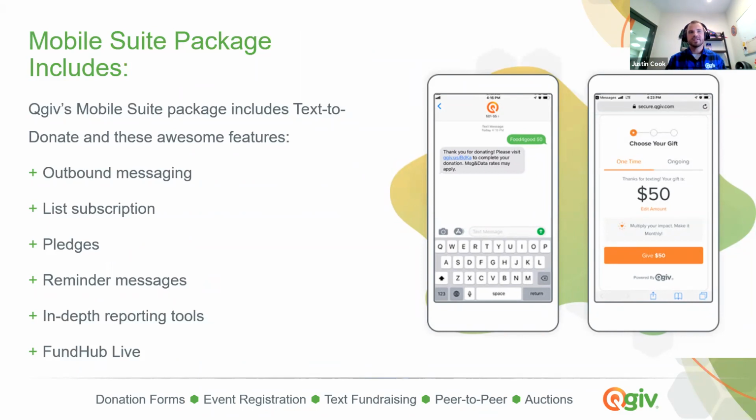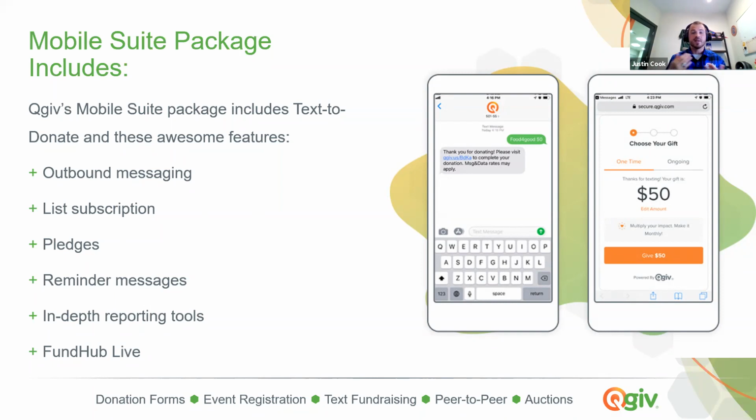Our mobile suite package also includes these awesome features below. So outbound messaging, so that's what we were talking about before, being able to send appeals to your donors. That is through our outbound messaging. You'll also be able to set up list subscriptions, so your donors can subscribe to different types of communications they want to receive from your organization.